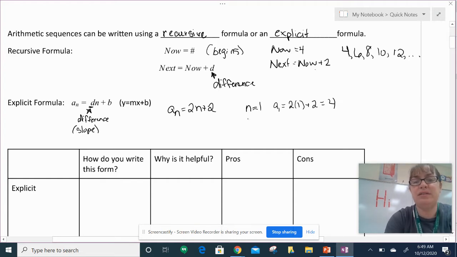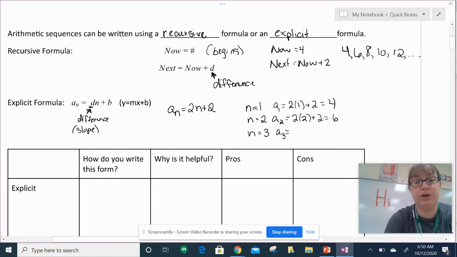If I want to find the second term, I'd let n equal 2, which is a sub 2. So that means take 2 times 2 plus 2. 2 times 2 is 4, plus 2 more is 6. Let's do one more. If I were to find the third term, n equals 3, that would be a sub 3.